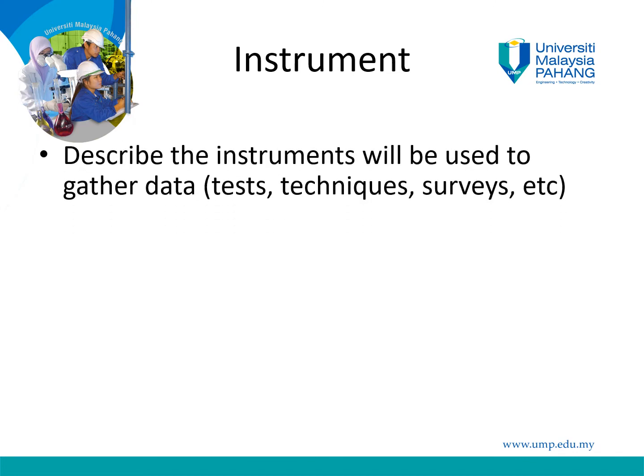For the instrument subchapter, under the methodology chapter, it should describe the instrument that will be used to gather data. What is the test, technique, and then survey. If it is a survey, the instrument may be a questionnaire or a checklist and so on. And for example, also an experiment. If you do an experiment, maybe the instrument is a dosimeter or an anthropometer or electromyography. So this is the equipment that you will use, the instrument that you will use for your research.